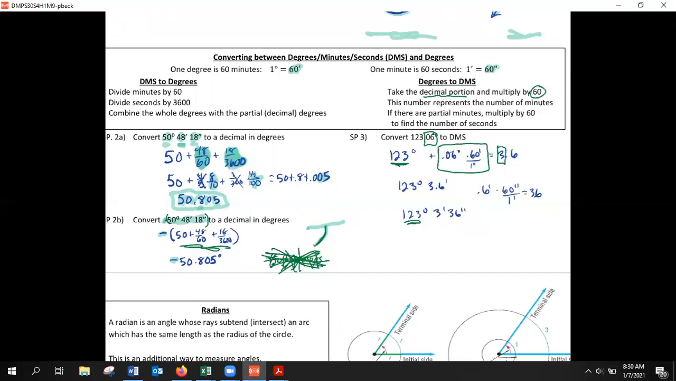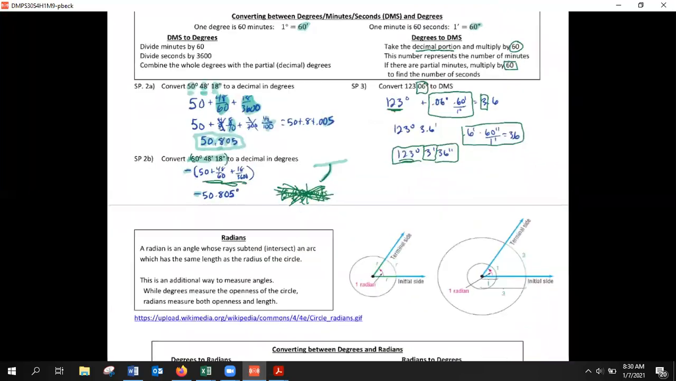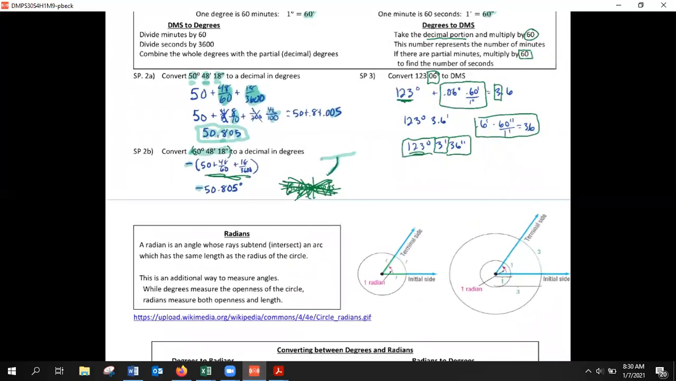So when I have 3 full minutes, I'm going to go ahead and record that. And then I still have a decimal portion. That decimal portion, I have to multiply by 60 again, so I can find the number of seconds. So 0.6 times 60 is 36, give me 36 seconds. So 123 degrees, 3 minutes, 36 seconds. Basically, we take the decimal portion, multiply by 60, then take that decimal portion, multiply by 60 again. And then we get into something called the radian.